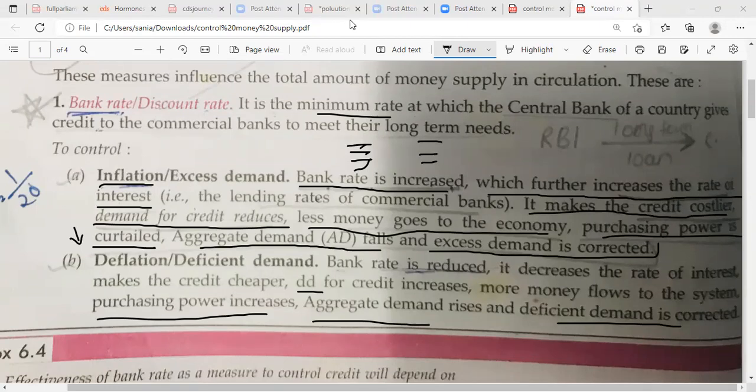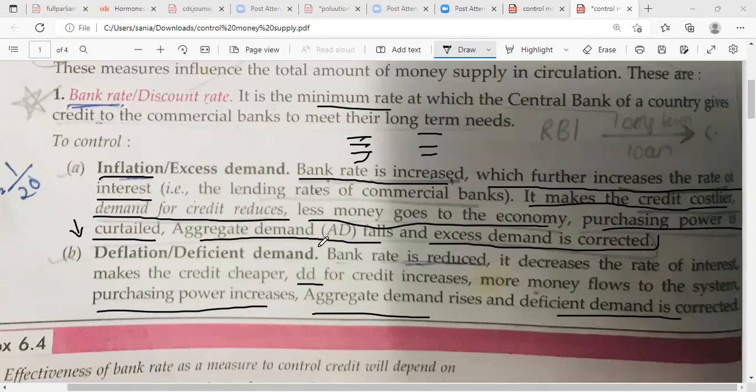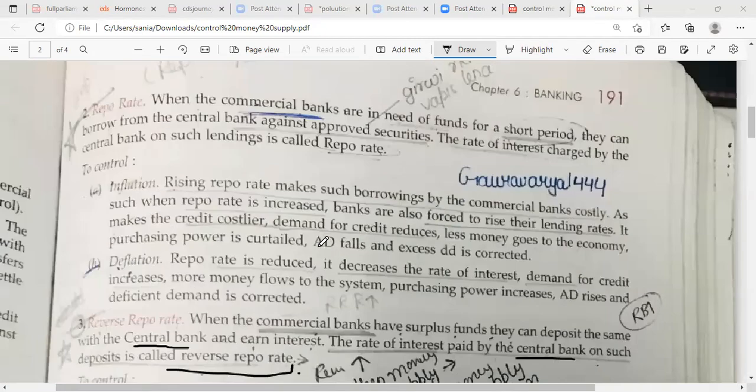Done, ma'am. Both the inflation and deflation. Yes, ma'am. Good. Now coming to the repo rate.